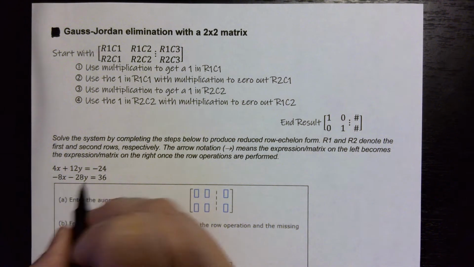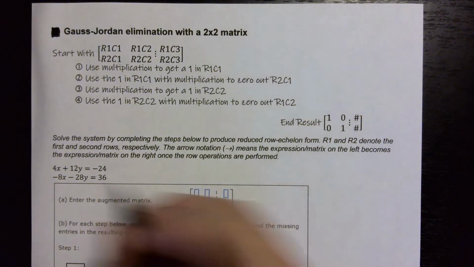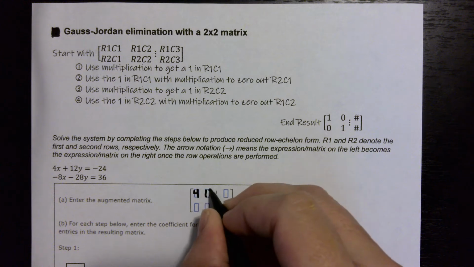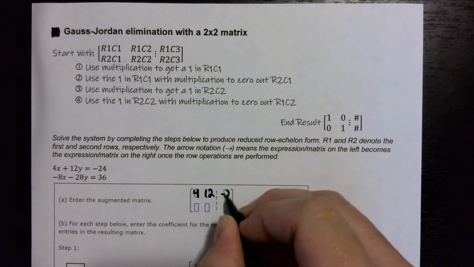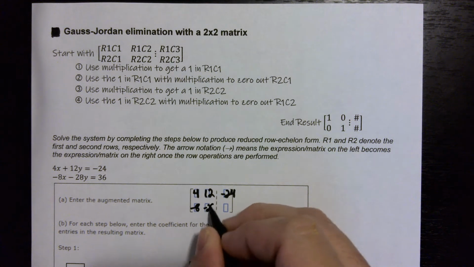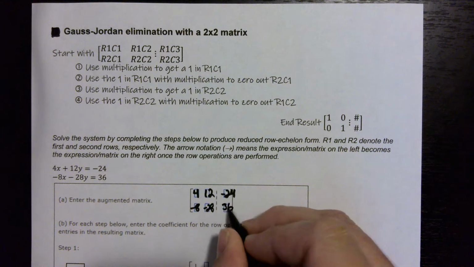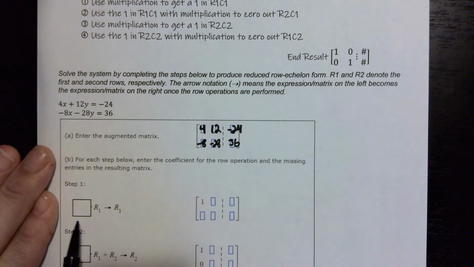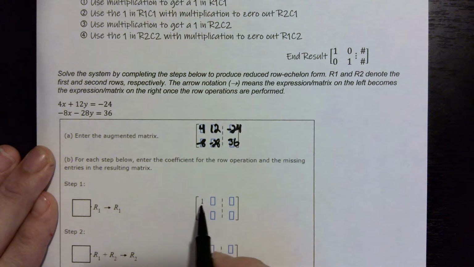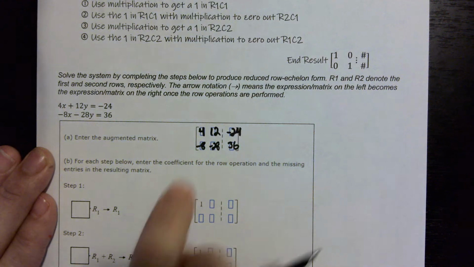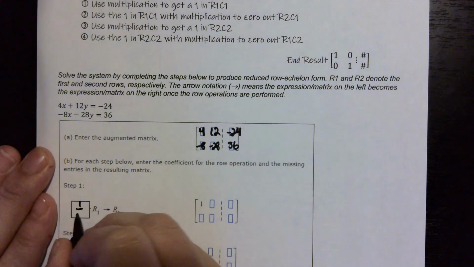So this system of equations, we're going to put the numbers into the boxes. So the 4 goes first, and then we have 12, negative 24, and negative 8, negative 28, and 36. Okay, so now that we have the numbers in, we're going to multiply row 1 by something that will put a 1 right here. So what would that number be? We need this 4 to turn into a 1, so I'm going to multiply by 1/4.